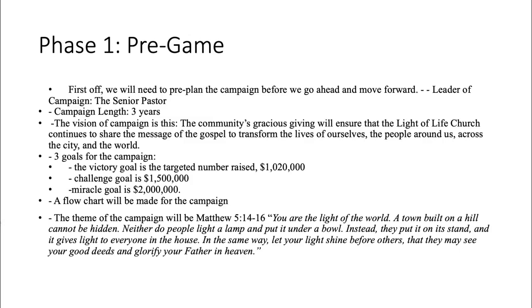A victory goal, which the target number is raised $1 million and $20,000. The challenge goal is $1,500,000, and the miracle goal is $2 million. A flowchart will be made for the campaign. The theme of the campaign will be Matthew 5:16, talking about being the light of the world.